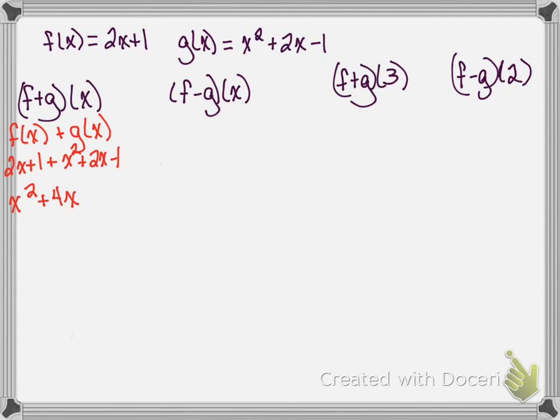Okay? So now we're going to do some subtraction. I have f minus g of x. So I have f of x minus g of x. Okay? F of x is 2x plus 1. And I am subtracting all of g of x. And this is where students sometimes make mistakes. Right there. You've got to subtract all of x squared plus 2x minus 1. Okay? You've got to subtract all of that.